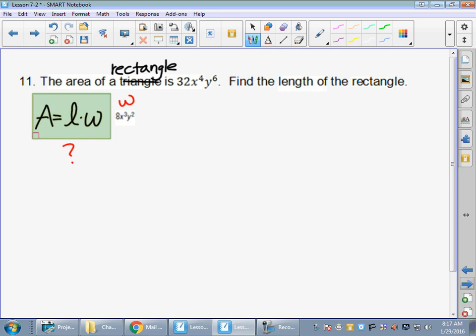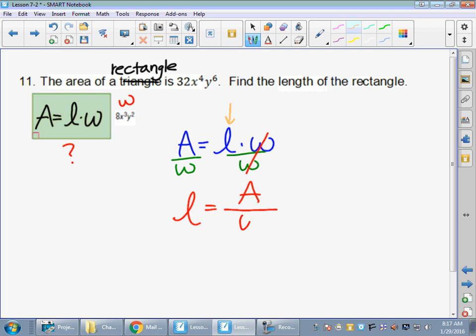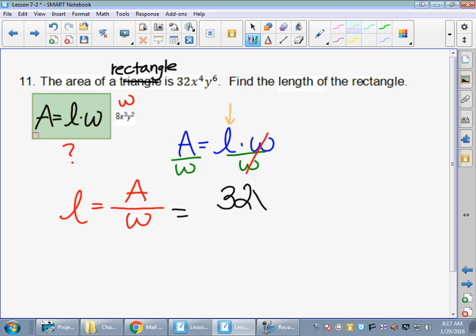Well, if we want to find the length, wouldn't we just divide the area? Actually, let's do it this way because you guys are good at this. If we want to find the length, that means I have to divide both sides by width. Remember when we did these simplifying, solving for variable? Well, if we solve for L, we're going to have to do the whole area divided by the width. So let's do that. The whole area is 32 x to the 4th, y to the 6th, divided by the width, which they tell us on the diagram is 8x cubed, y squared.